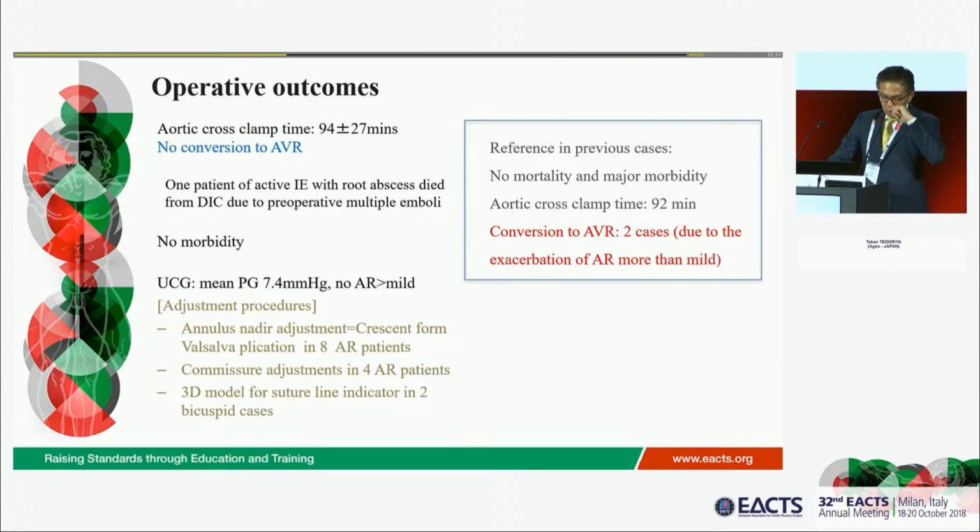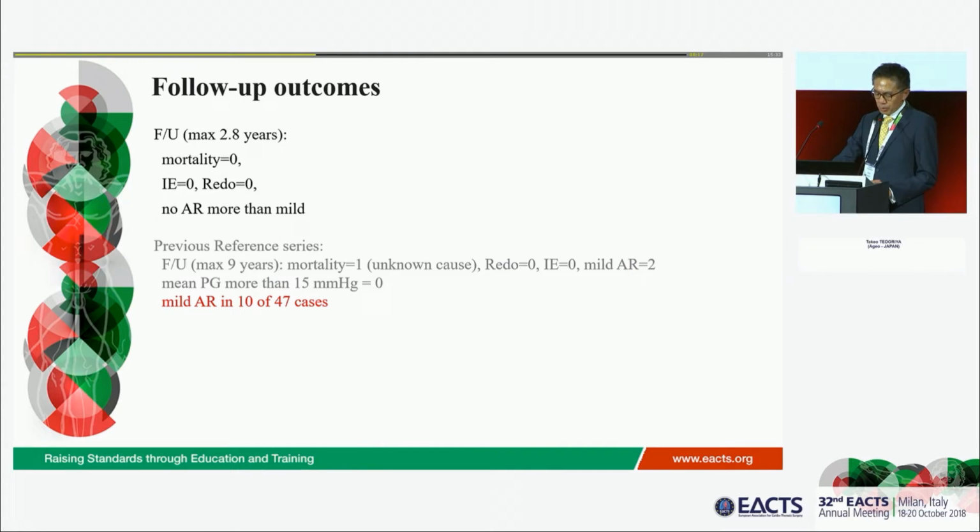So we did, as I told you, about 50 cases. We had 2 cases converted to AVR due to AR more than mild. But after we installed VR image analysis, we have no conversion to AVR. So we did additional procedure in 8 patients for crescent form Valsalva application, and we applied a 3D model for suture line indicator in 2 bicuspid cases. Of course, the follow-up is very short, but so far we had no AR and no redo case and no IE. And previous reference cases also not so bad, but mild AR occurred in 10 cases in 47 cases.